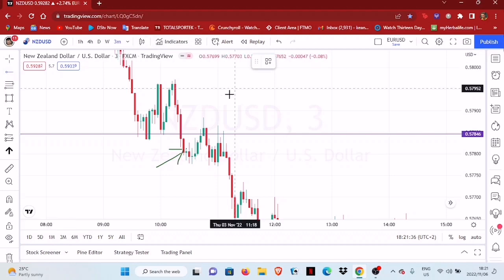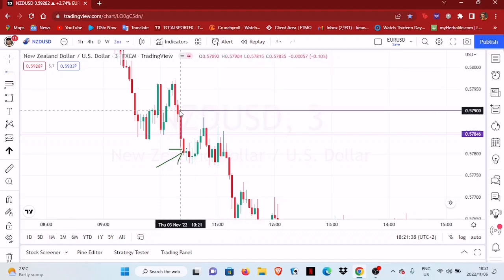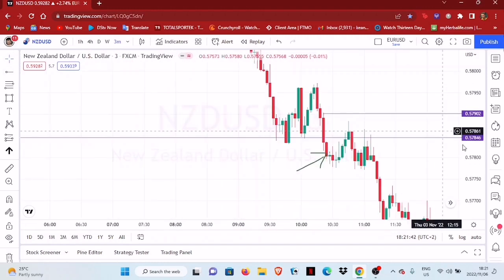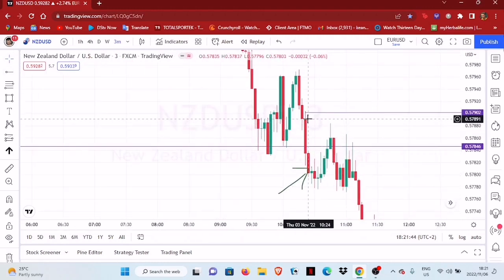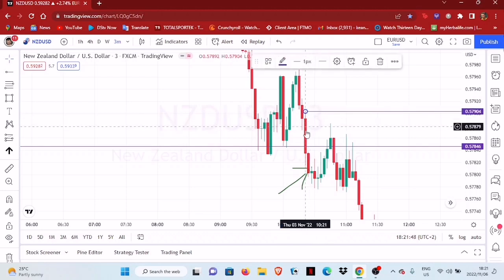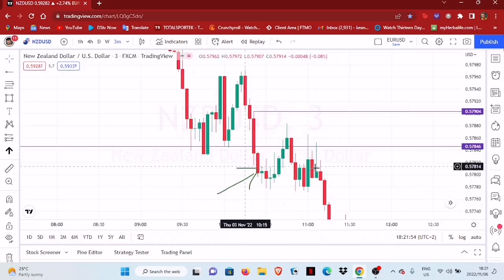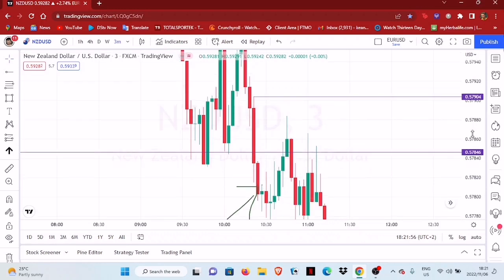Do you see on this 3-minute candle here, we come in here, we break the sell side liquidity, and we close under. So this movement here is our confirmation of the break. Now, this is our fair value gap.